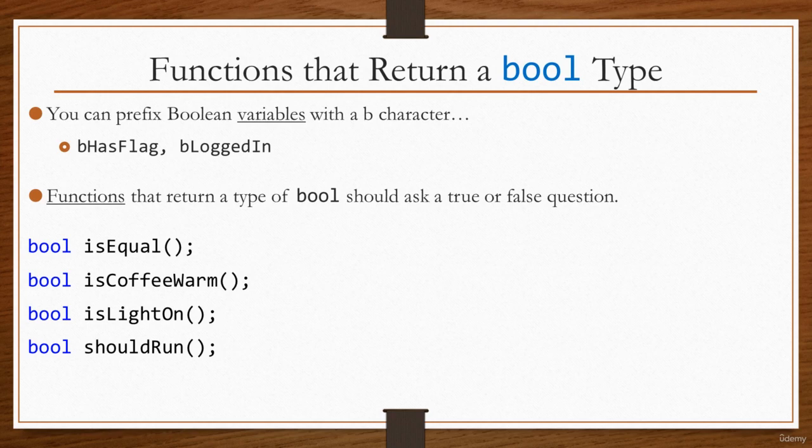Now similarly we want to do that for functions. We want the function to be easy to read and to identify as a function that returns a type of bool. So functions that return a type of bool should ask a true or false question, such as bool is equal, or is coffee warm, or is light on, right? Or should I run as a silly example. Because let's say you want to call that function within an if-else statement for example, and based on what that function returns you continue or not. Now again, in that case we want to make it easy for the reader to understand that okay, this function is going to return true or false. So in other words, it returns a type of bool.